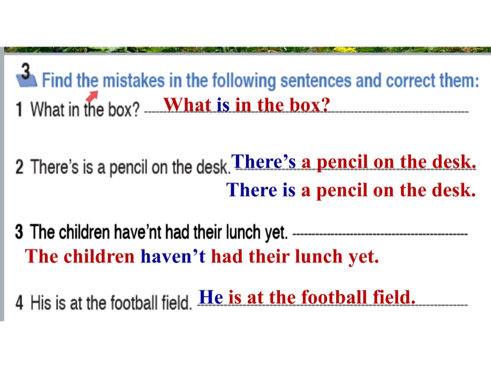So exercise 3, find the mistakes in the following sentences and correct them. What in the box? What is in the box? 2, there is a pencil on the desk. There's or there is, one of them. Either there's or there is. The children haven't. This one is wrong. The apostrophe should be after n, not before n. The last one, is at the football field. He is, not his is. Should be he is at the football field. So these are the mistakes and these are their corrections for exercise 3 on page 23.